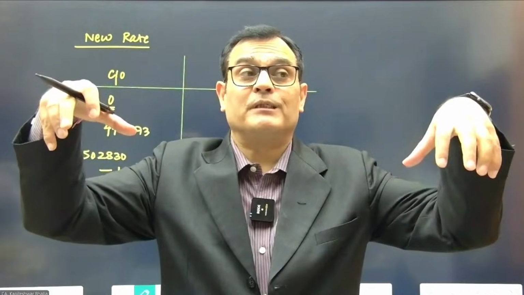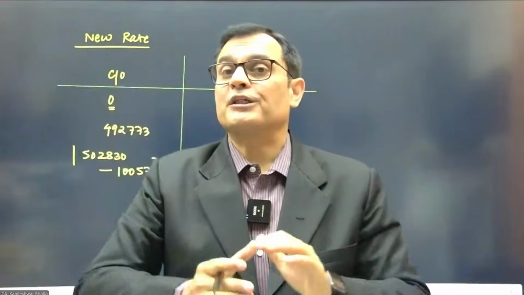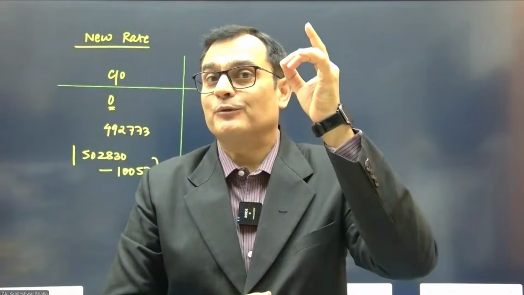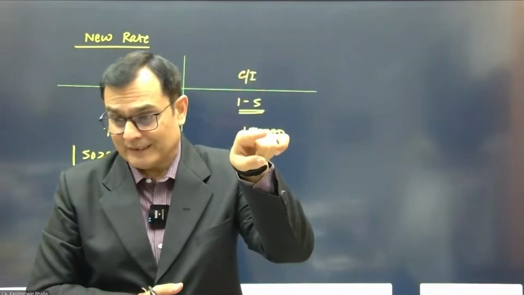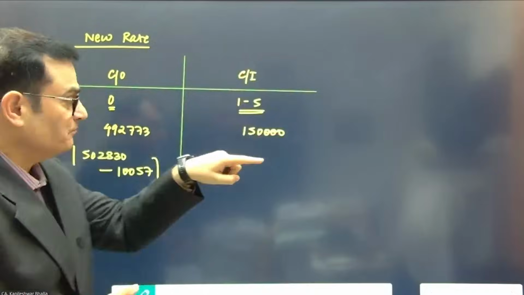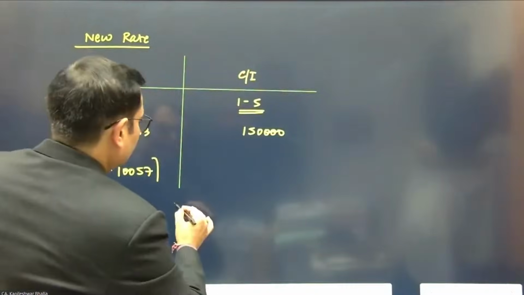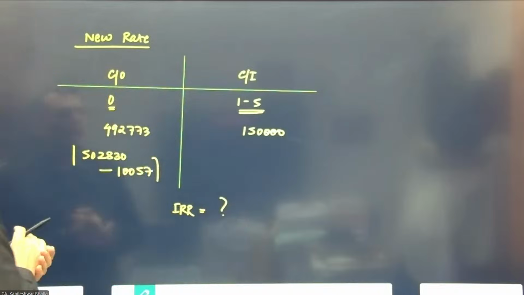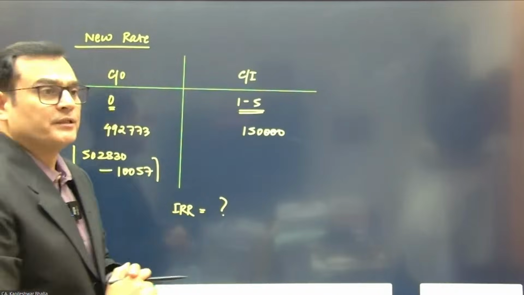Inflows are the same, but the outflow goes down. So with the same inflows and reduced outflow, is the internal rate of return going to increase or decrease? And that's right, it will increase undoubtedly. So in this particular case, I just need to locate the internal rate of return. Now, how would you calculate the internal rate of return?